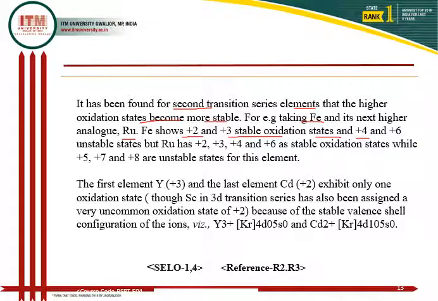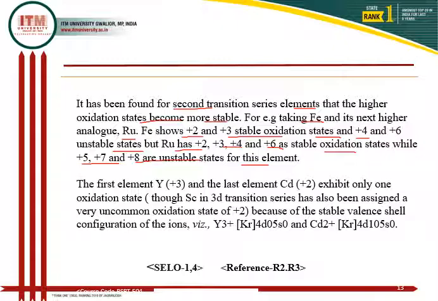Plus 4 and plus 6 is an unstable state. But if we talk about ruthenium, it has plus 2, plus 3, plus 4, plus 6 as stable oxidation states, while plus 5, plus 7 and plus 8 are unstable states for this element. So we can say the higher oxidation states are more stable.